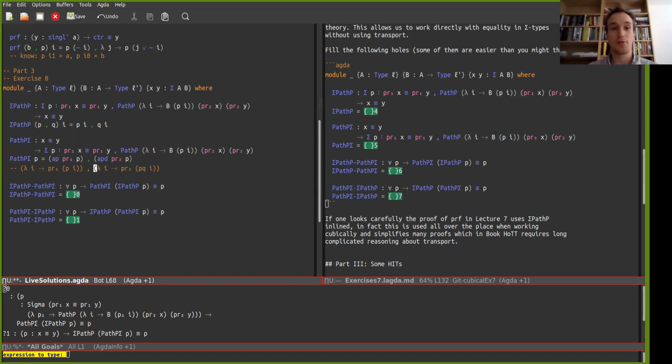So this term and this term, they are actually judgmentally equal. They compute to the same thing in Agda.